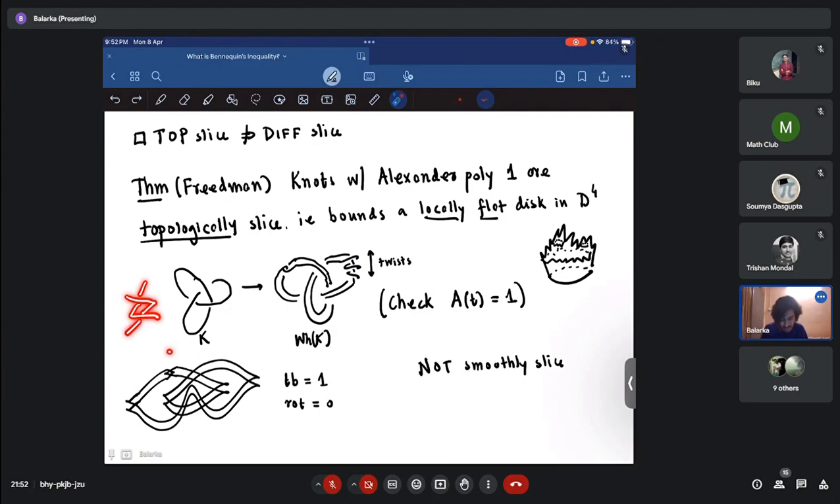This is what the picture looks like when you lift it up in 3D, because of the fact that slopes are uniquely determined. The y coordinate is uniquely determined. It's a slope. You can check that this object has Thurston-Bennequin number 1, but rotation number 0.